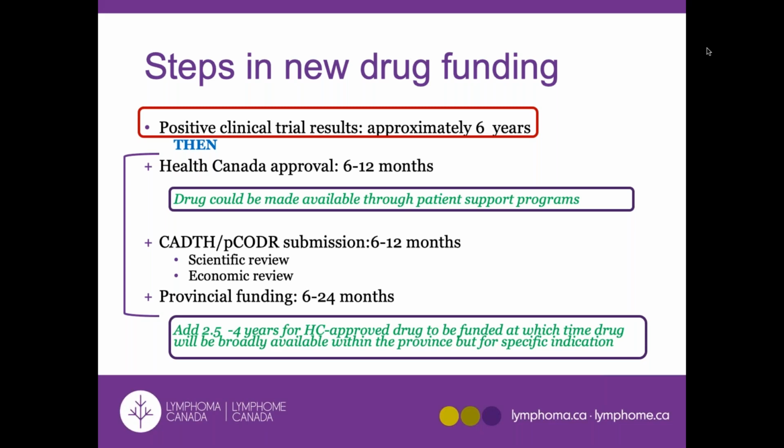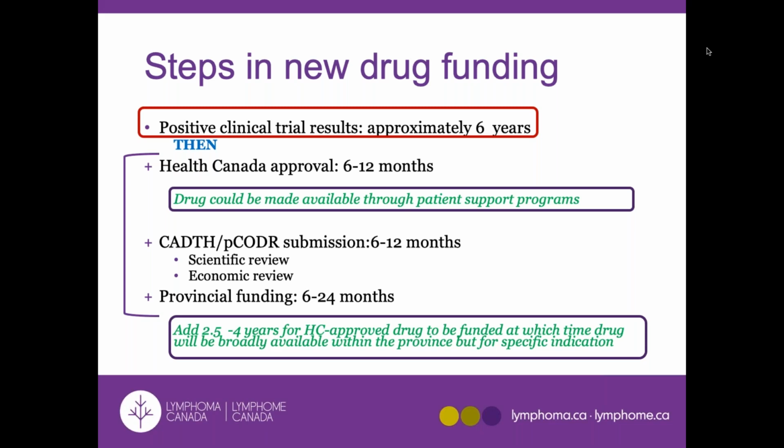Once Health Canada approval is obtained, and Health Canada evaluates the drug for the efficacy, but also does a very detailed evaluation of the manufacturing results and steps, and ensures that there is a good manufacturing process for this drug, and that the drug is manufactured in a uniform and safe and consistent fashion. Once this Health Canada approval is obtained, the drug could be made available through patient support programs, which are usually sponsored by the pharmaceutical company that is involved in the drug development program.